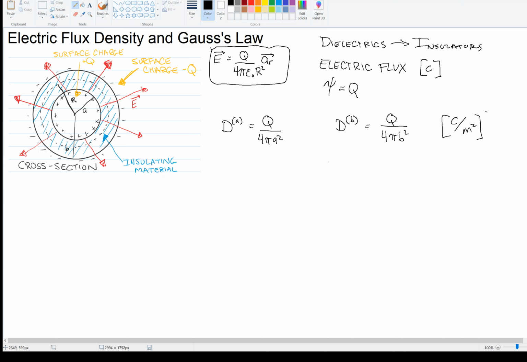Now if we give D a direction by multiplying it by a unit vector in the same direction as the electric field, and the electric field due to a sphere, we found, points radially outward, so that's the radial direction. Then we have D on sphere A is Q over 4 pi a squared in the radial direction, and on B it is the same, although maybe negative, but again we're avoiding the negatives for right now. D, since it's the electric flux divided by square meters, is called the electric flux density and is a vector.